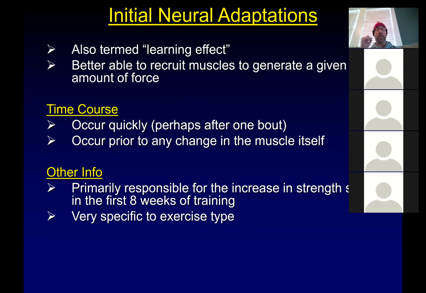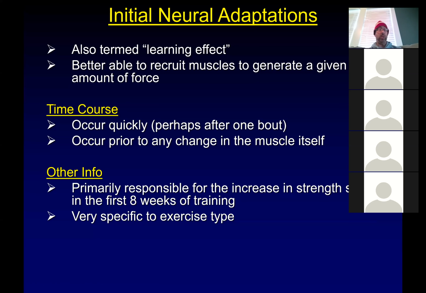Doing grip strength is not going to magically make you better at doing squats. Okay. Doing squats in a squat rack is going to make you better at doing squats in a squat rack, but maybe not better at doing a leg press, even though they use relatively similar movements and relatively similar muscles. Okay. So the neural adaptations are very, very, very specific.